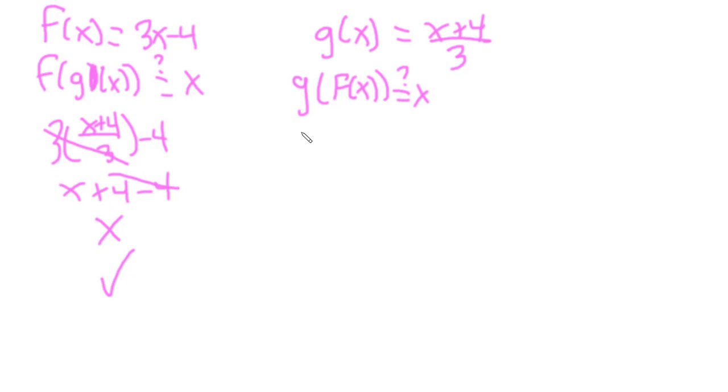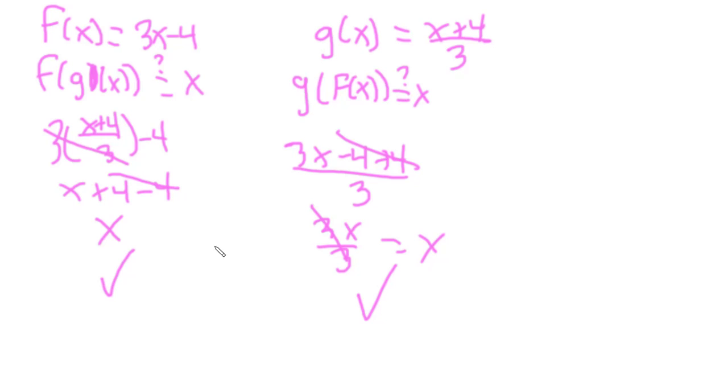Now let's look at this one. So we'll plug in this function inside of x. So that's 3x minus 4 plus 4 over 3. The 4's will cancel. The 3's will cancel. So I'm just left with x. So this one's good also. So these functions are indeed inverses of each other.